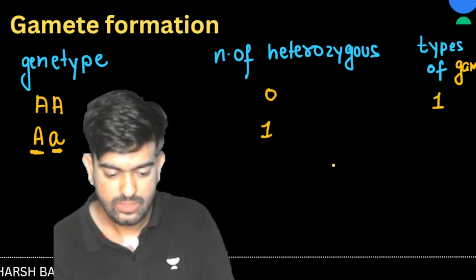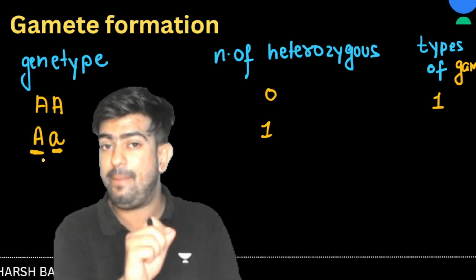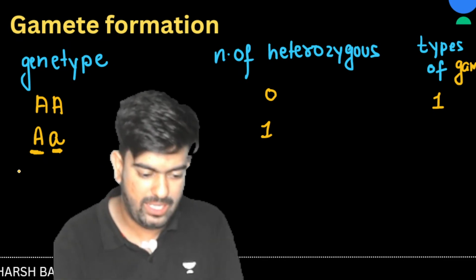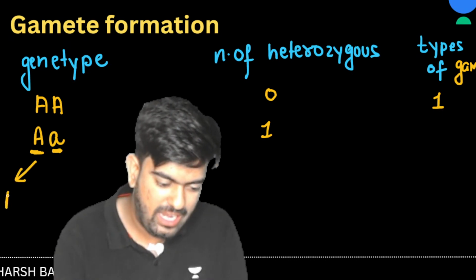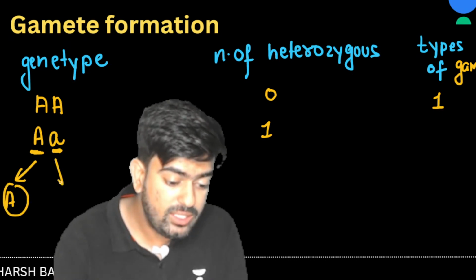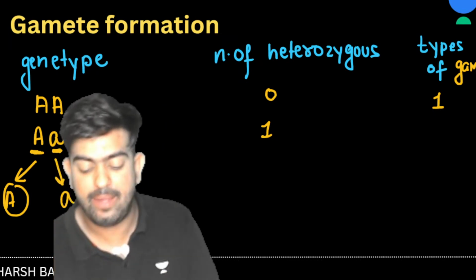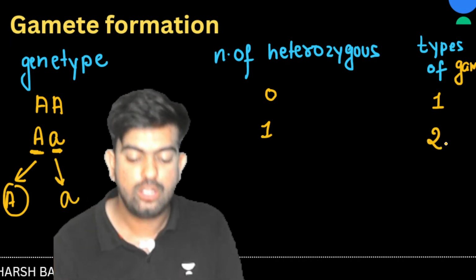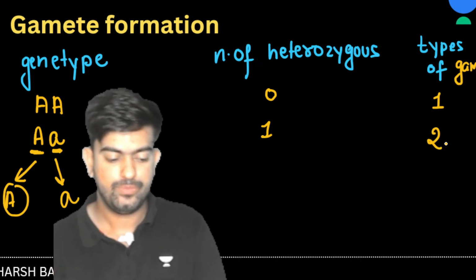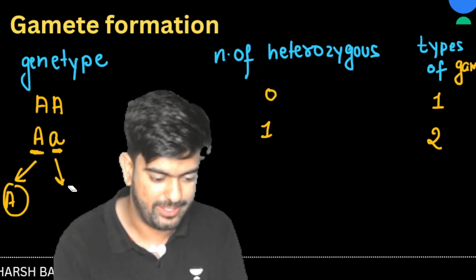Okay, sir. Now, just imagine this heterozygous pair is going to make the gametes. One gamete will have capital A and the other gamete will have small a. So how many types of gametes have we got? We have got two types of gametes. Clear?